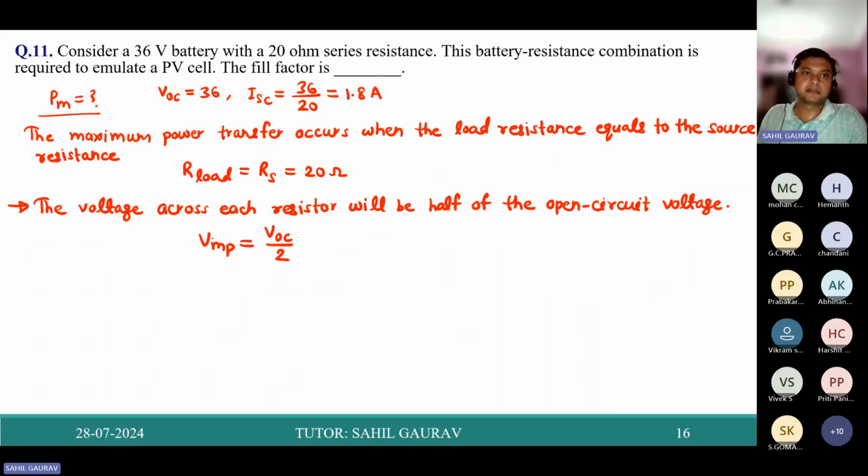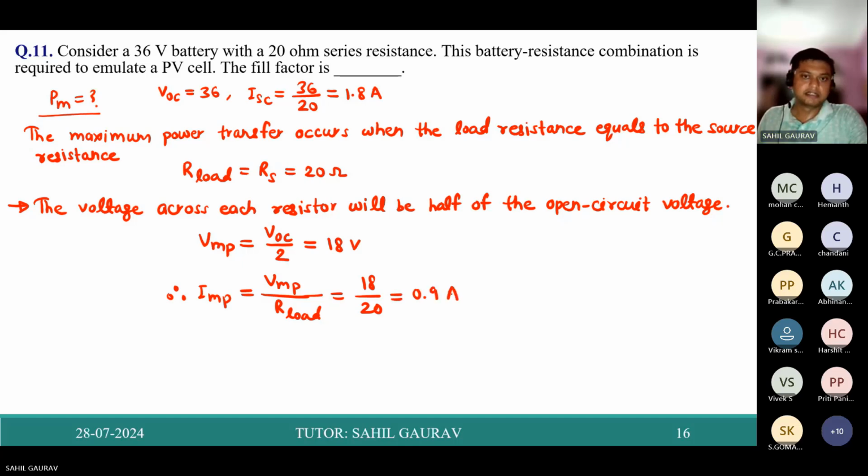Now we have to find the maximum power point voltage. The maximum power point voltage is VMP equal to VOC upon 2, so we get 18 volt. Therefore, IMP will be VMP upon R load, or you can write RS also, both are the same. VMP is 18 volt, R load is 20, so it comes to 0.9 ampere.